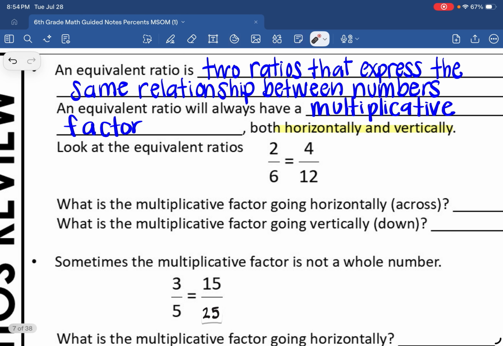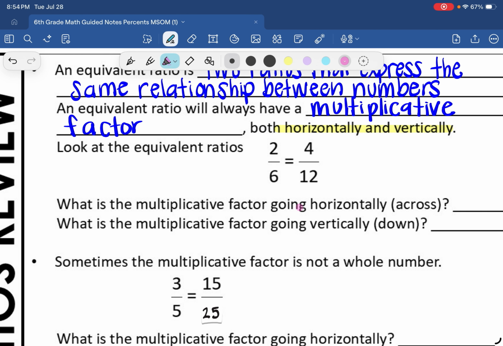What is the multiplicative factor going horizontally? So we're looking for the number that I can multiply the numerators by and the denominators by. So I can go 2 times 2 is 4 and 6 times 2 is 12. The multiplicative factor going horizontally is 2.